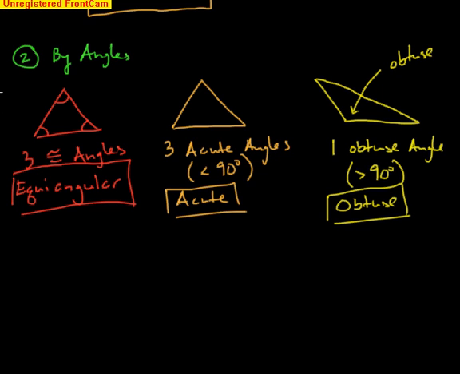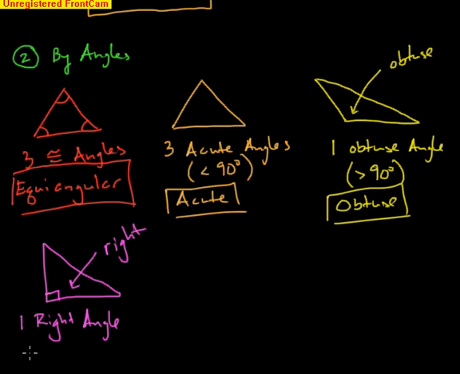And last but certainly not least, very important, if you have one right angle. So that angle is right. If you have one right angle, then you're called a right triangle. Okay, so equiangular, acute, obtuse, and right.